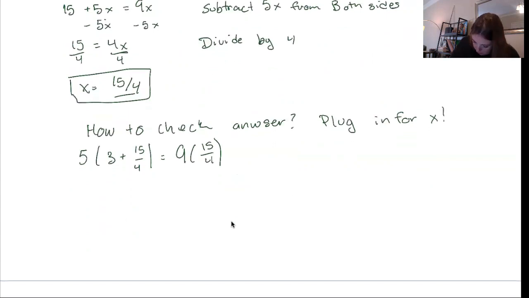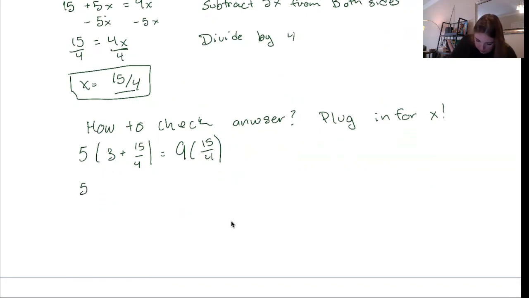Okay, I'm going to distribute the 5, or we can add on the inside. Let's do PEMDAS first, where we do parentheses first. So 5 times, what's 3? 3 is the same as, what's 4 times 3? 12 fourths. So that's 12 plus 15, which is 27 over 4, equals 9 times 15 over 4.